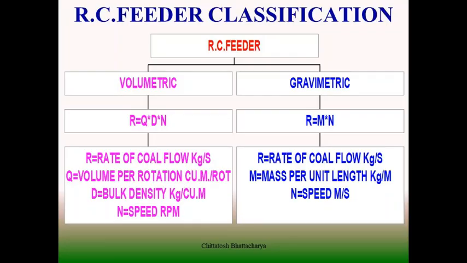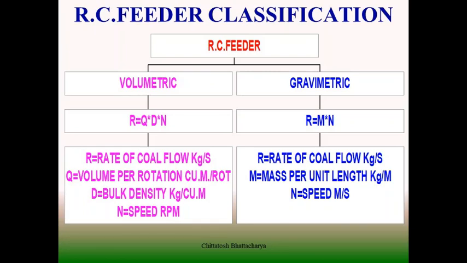The RC feeder classification is basically done on the mode of feed rate calculation. The feeding rate may be calculated with respect to volume or with respect to mass of the coal.